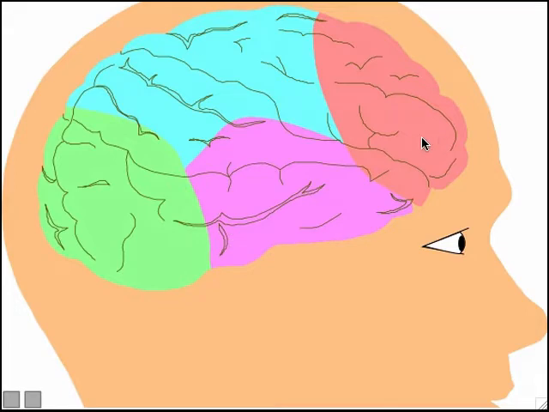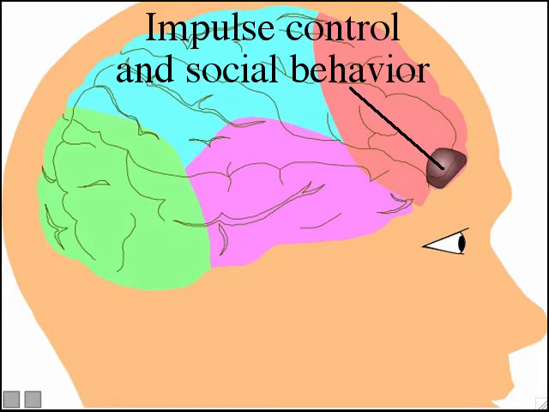Now, this region right here is called the frontal lobe, and there are areas within the frontal lobe that allow us to control impulses and act socially. And so what's going on there is our brains generate impulses to do things and say things that are just antisocial. And so there are areas within the frontal lobe that act as sort of filters to prevent us from saying or doing those antisocial impulses that we have.